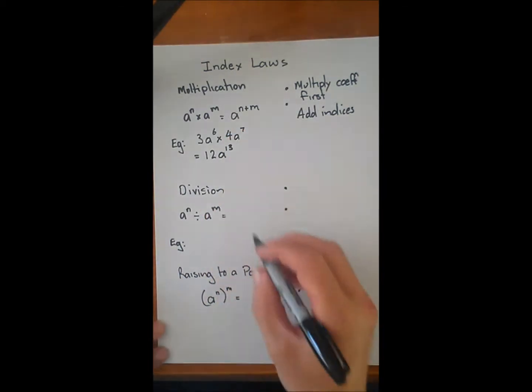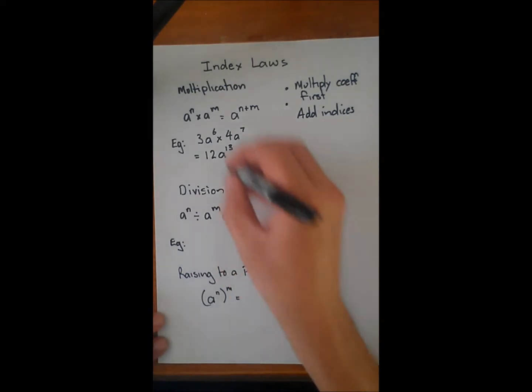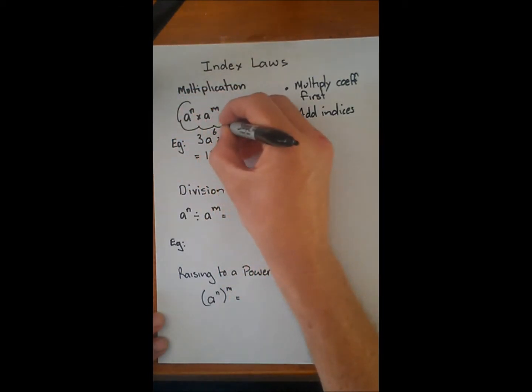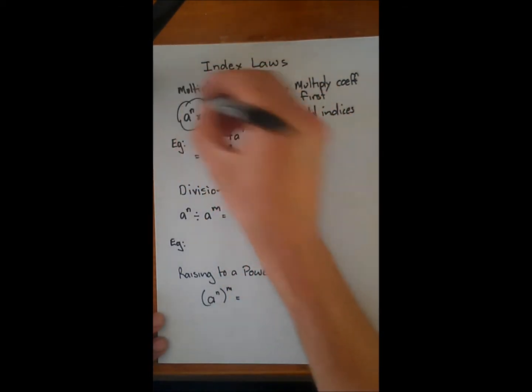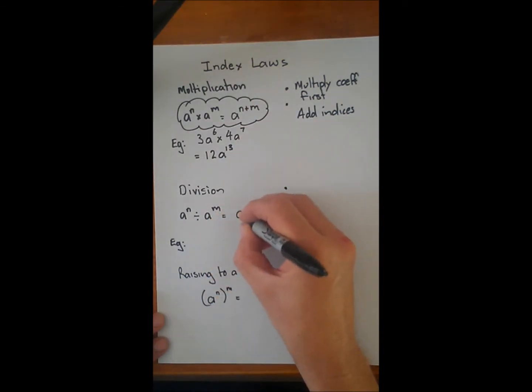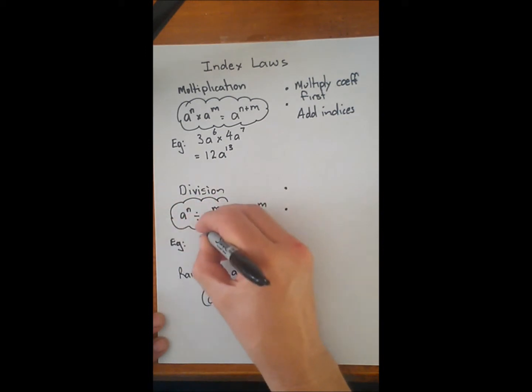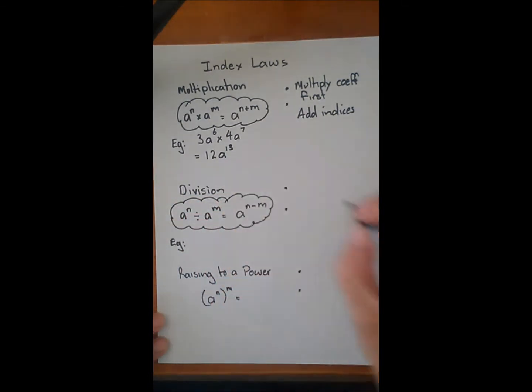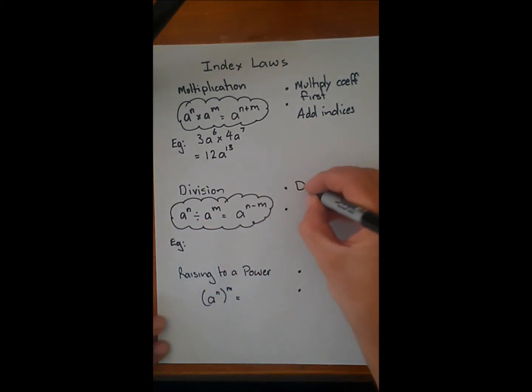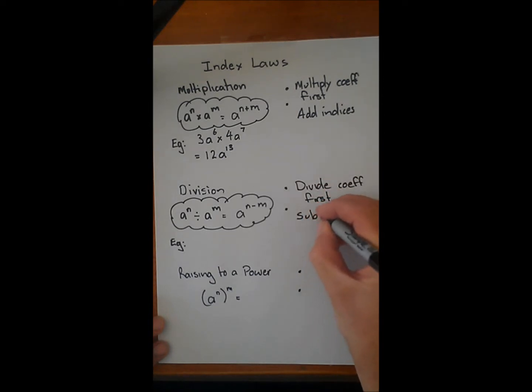Alright, division. Similarly, hopefully you've come up with a similar rule. So here's the rule for multiplication: we add the indices. The rule for division is to subtract the indices. A nice short way to do division. And the same idea is we're going to divide any coefficients first, and then we're going to subtract the indices.